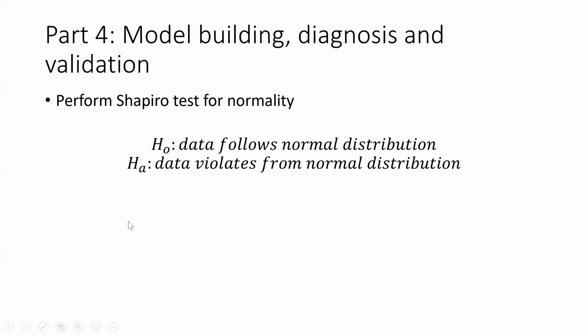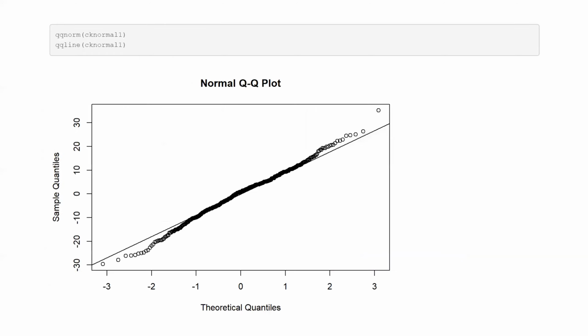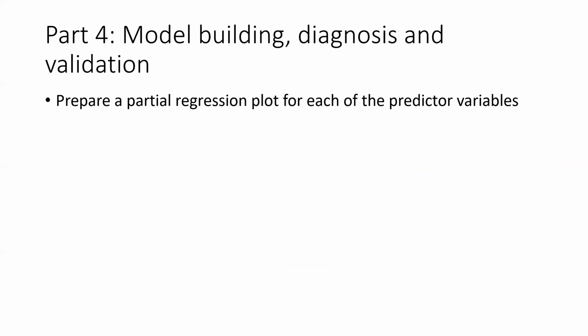And then we perform the Shapiro test for normality. H0 is that the data follows a normal distribution, versus HA, that the data violates the normal distribution. So from the R code, we can see that there might be some problem with normality. And also from the normal QQ plot, you can see that the normality assumption might be violated.